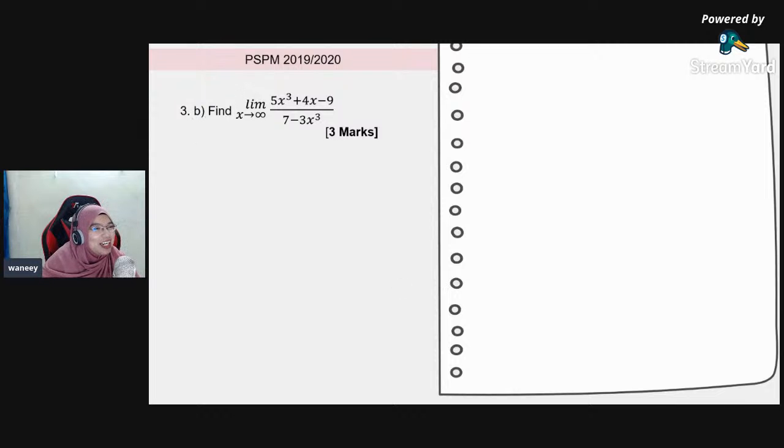Okay, so now this is PSPM, the past year question. Previous sem, I think, previous session 2019-2020. Betul lah, sesi yang lepas. So, the limit for x approaches infinity for 5x cubed plus 4x minus 9 over 7 minus 3x cubed. Okay, so yang ini kita cuba dulu guna Symbolab dululah. Kita cuba guna Symbolab. Bagi dapat jawapan guna Symbolab dulu.